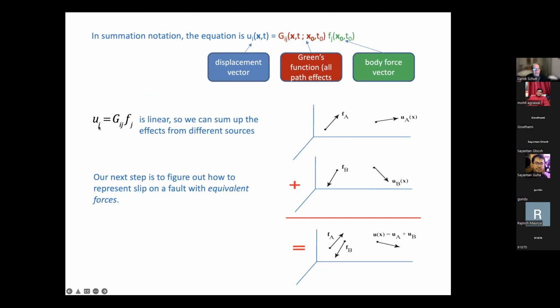So it turns out that this is a linear system, so we can sum up the effects from different sources. So imagine I have f of a, which creates u of a, and f of b, which creates deformation u of b. We can just add the effects of f of a and f of b to get the total deformation. And in this case, it's u of a plus u of b. So with that in mind, now we need to figure out how to represent slip on a fault with equivalent forces.